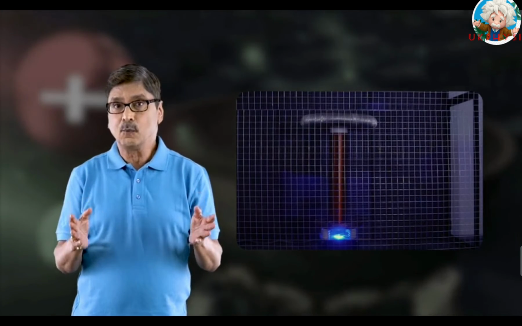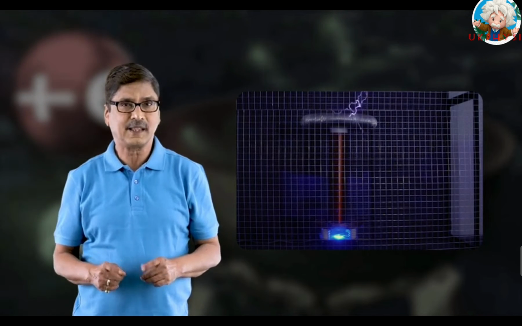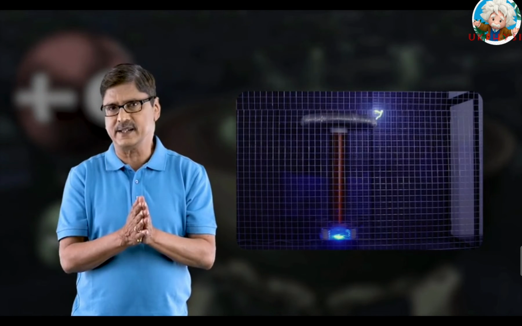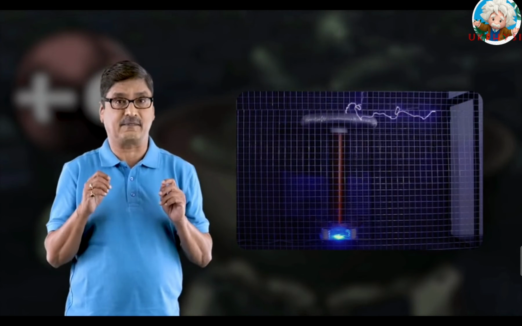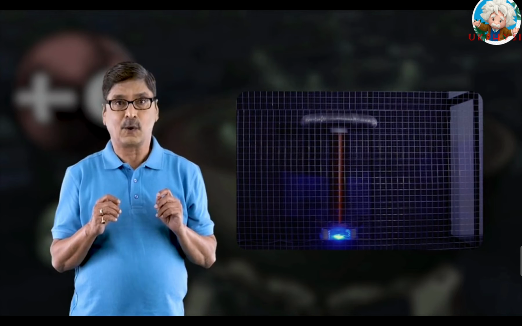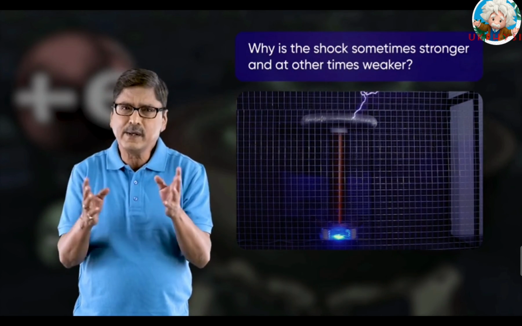So now you know what zaps you sometimes when you touch a piece of furniture. That zap is often fairly weak and you barely notice it. But on certain occasions, it also makes you jump back violently. Why is this the case? Why is the shock stronger sometimes but weaker at other times?